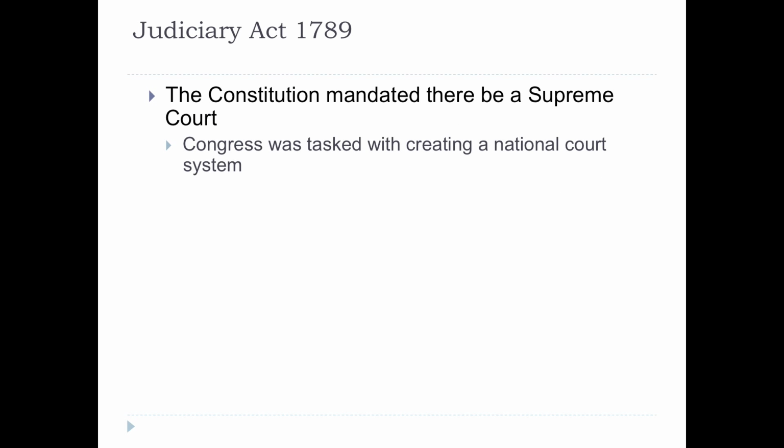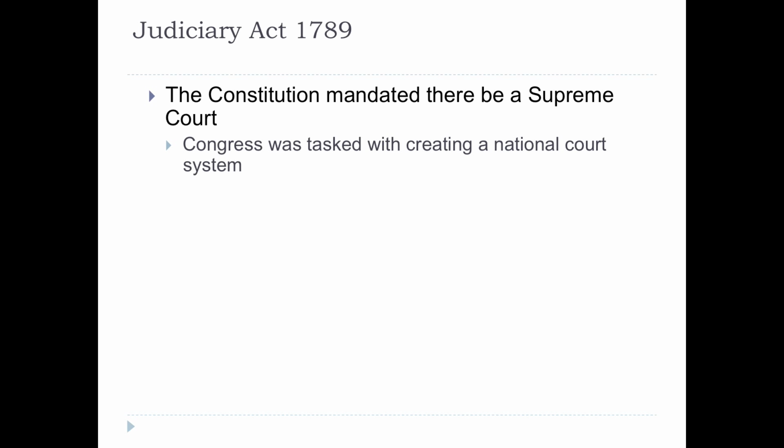One of the first big things that takes place during Washington's administration is the Judiciary Act of 1789. Now, the Constitution stated that there would be 3 branches of government, one of which would be a judicial branch. But it was very vague as to what exactly the judicial branch would be. It did mandate that there had to be a Supreme Court. So one of the things that the Washington administration would help oversee was the creating of a national court system for us. Like I mentioned in class, there already were state courts. But now we're going to have a federal court system.